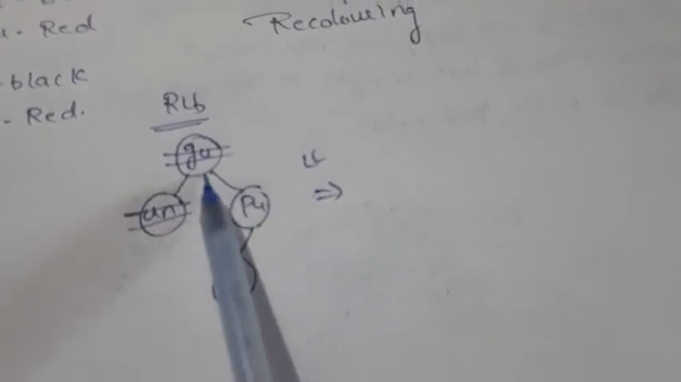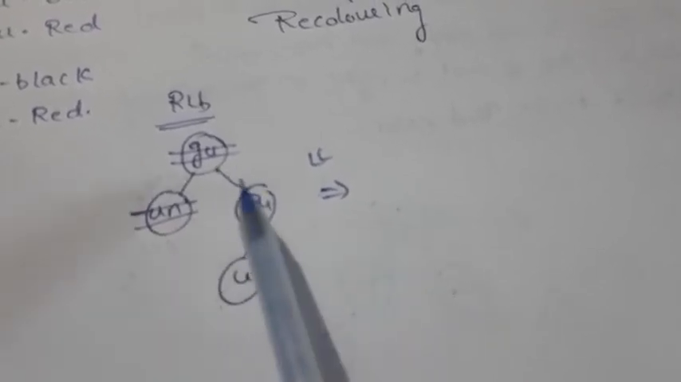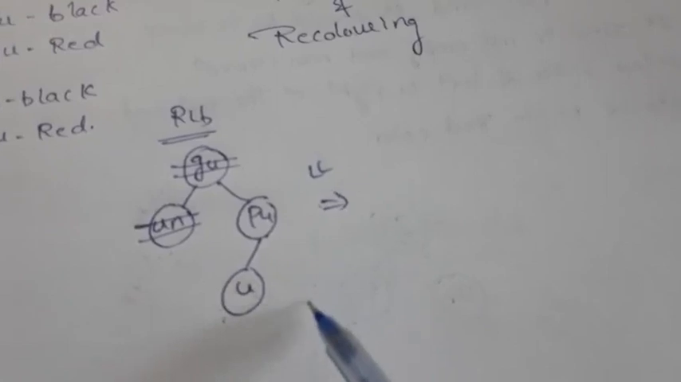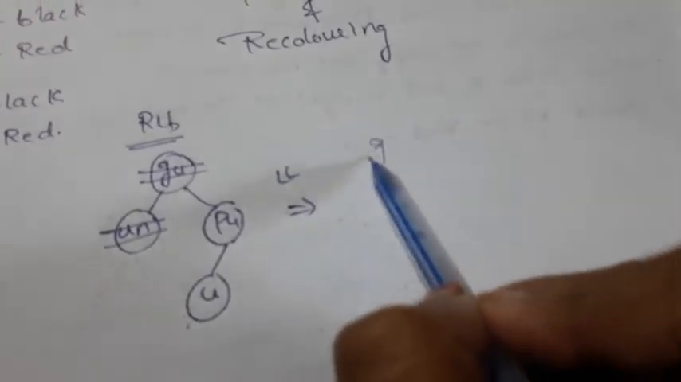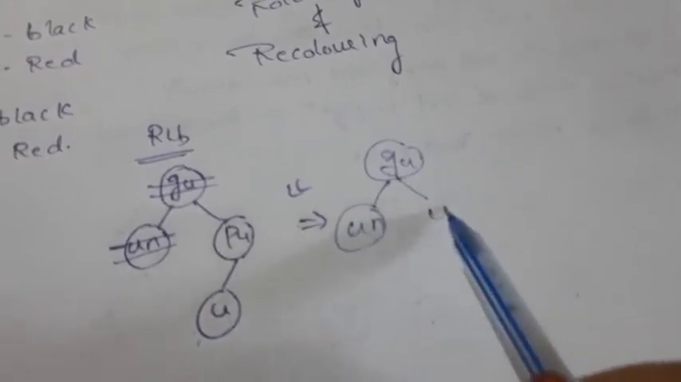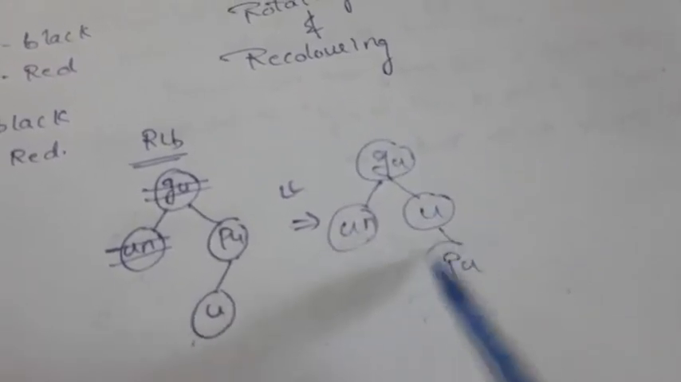So here it is right and left of the GU. So U is inserted to the right and left of GU. It is an RL rotation. So I have to apply LL rotation first. If I apply LL rotation, U will be shifted to this place and PU will be the right of U. Likewise, GU, UN, U and PU.